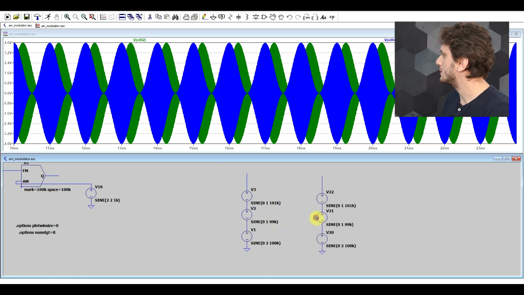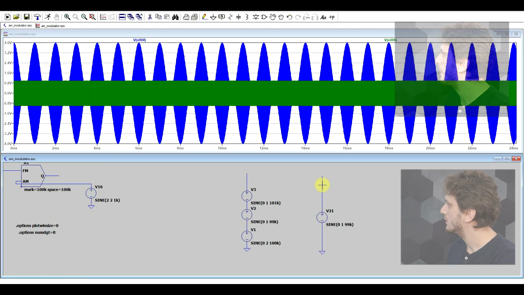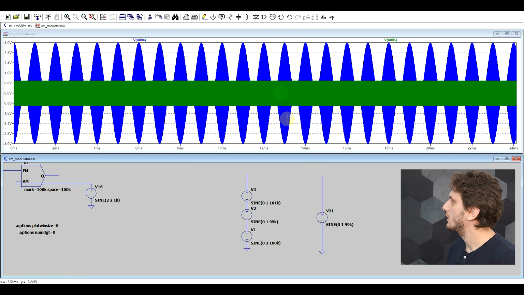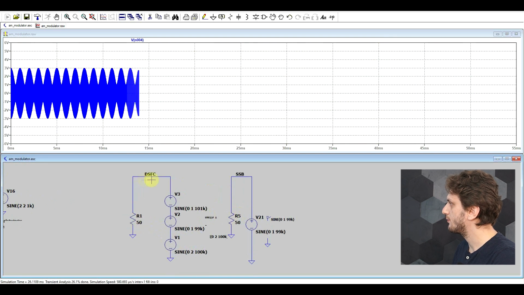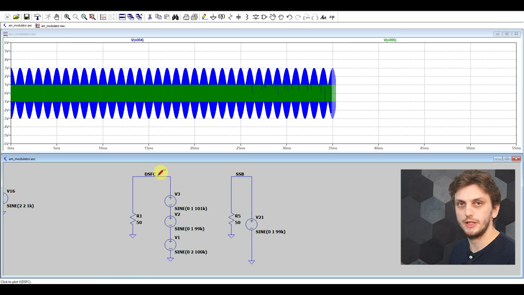Now, if we compare this to the signal that only contains one of the sidebands, and we rerun the simulation, two things become obvious. On the one side, the signal that only has a sideband doesn't really look like an amplitude modulated signal anymore, but it's also much, much smaller in amplitude. If we drive the two signals into a certain load, to represent an antenna or something, so I added 50 ohm loads, and I gave some names to the two signals, the double sideband full carrier and the single sideband.